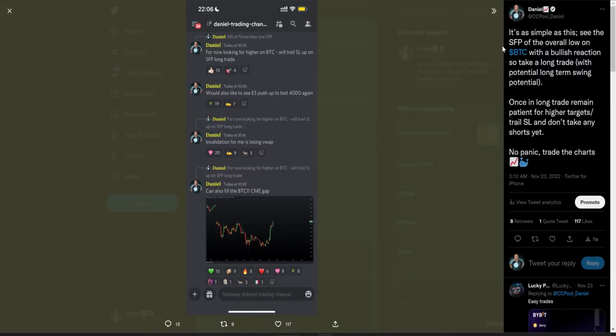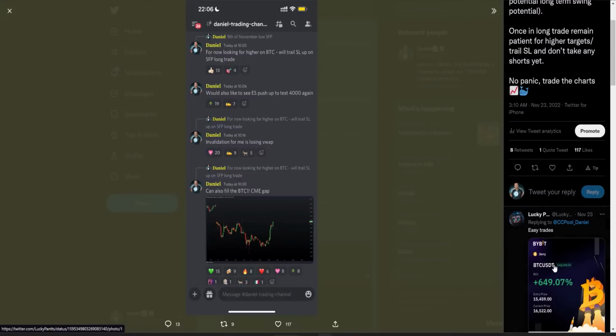So it's as simple as this. See the swing failure pattern of the overall low on Bitcoin with a bullish reaction. So take a long trade with potential long-term swing potential. This has a potential swing trade setup. This is a swing failure pattern of our yearly low. So once in that long trade, remain patient for higher levels and don't take any shorts yet. No panic, trade the charts.